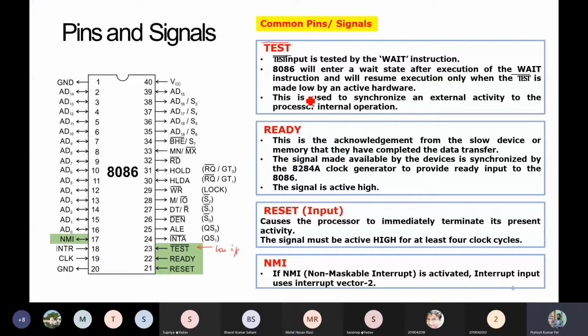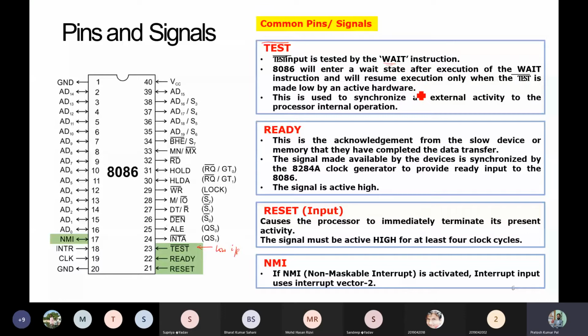Here 8086 will enter a wait state after execution of the wait instruction and will resume execution only when TEST bar is made low by an active hardware. So once the wait instruction has been executed, for the 8086 to go back to execution mode, this TEST bar input should be given active low. This is used to synchronize an external activity to the microprocessor's internal operation.